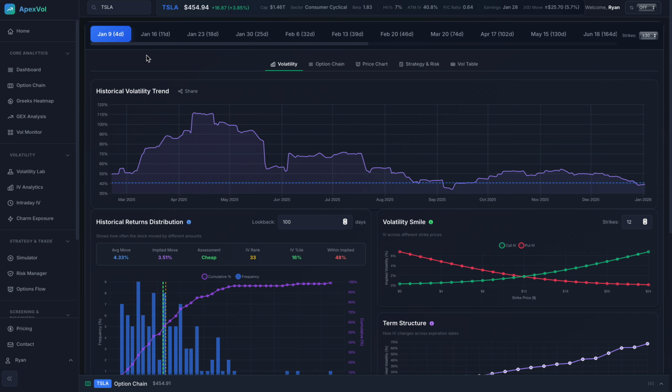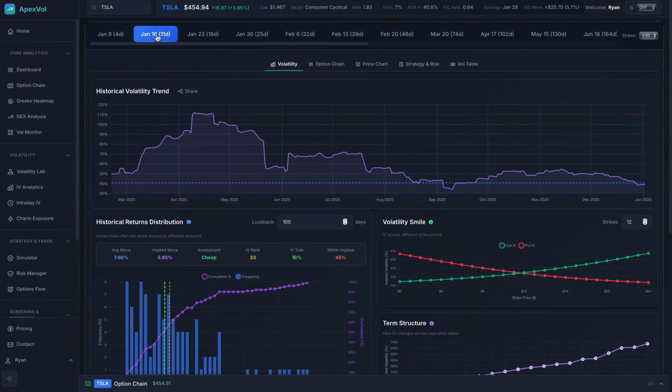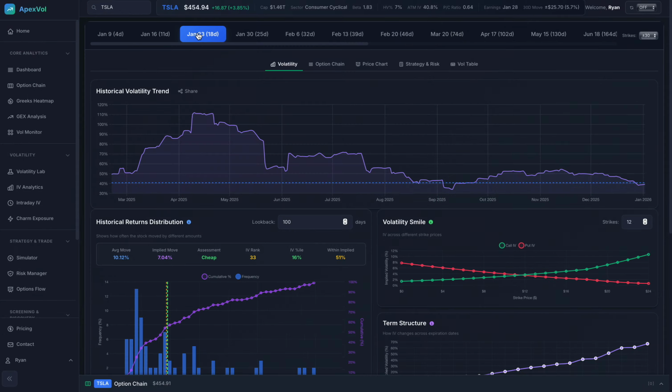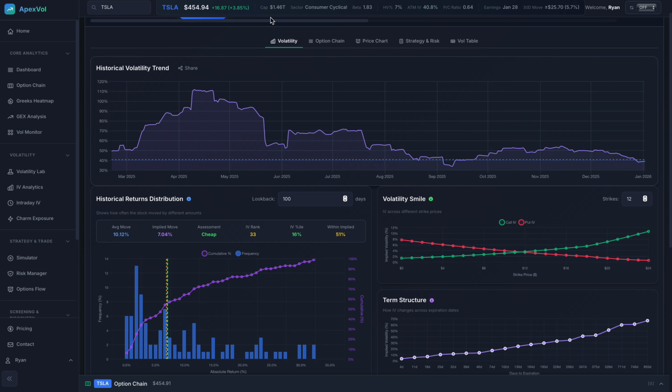Now, because this platform is term specific, we have the expirations at the top here. So this is the first option you have to change. So at the minute we are loaded for Jan 9th expiration. If we want to push that out to Jan 16th, we click that and you can see the dashboard updates with that information. So if we keep on Jan 23rd, we'll explore this volatility section within the dashboard.